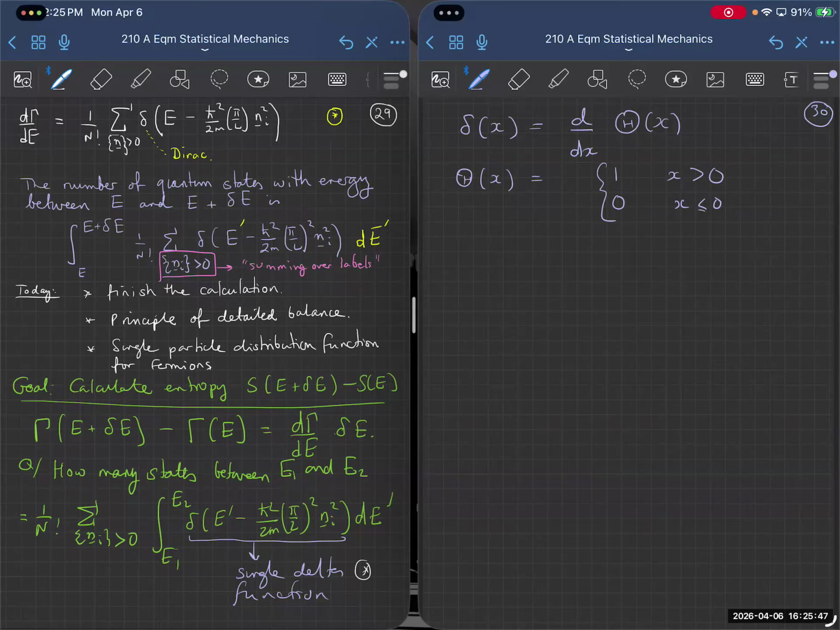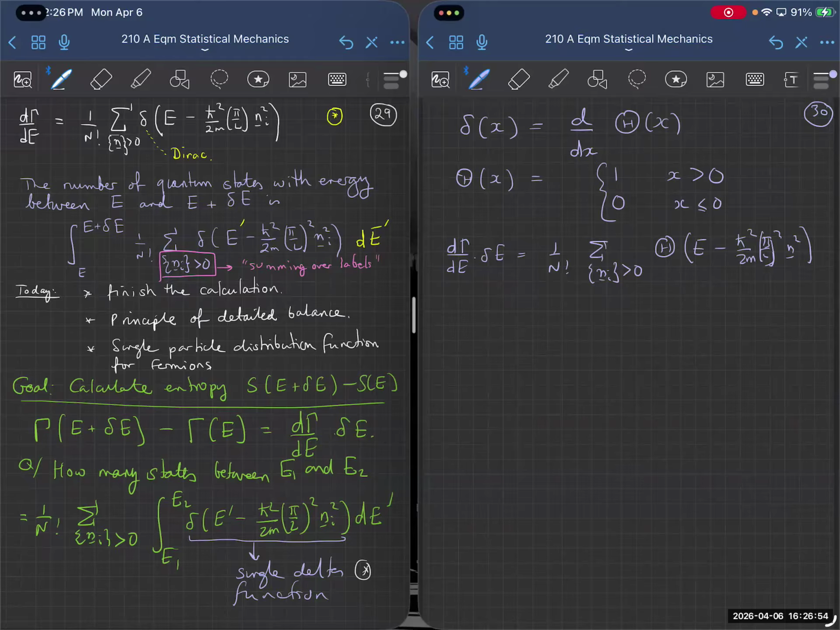So what that means is that this dΓ/dE, delta E, is 1 over n factorial, and then my sum over n's greater than 0, and then it's going to be the Heaviside function of E minus ħ² over 2m, π over L squared, n squared. So we're going to go and work that out.